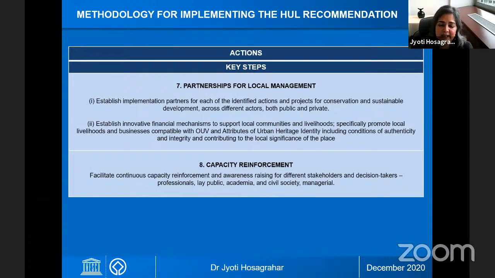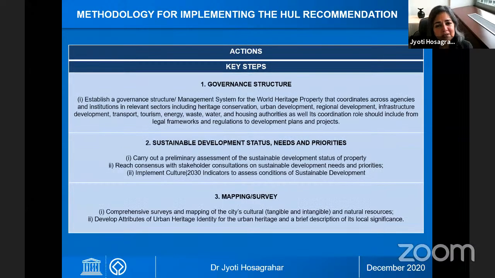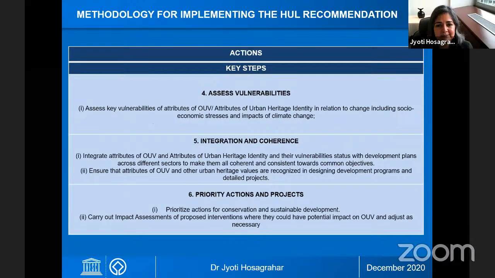You can find these on our website, so I'm not going to go into detail on this. But what I wanted to point out is that, as you see here, the first step is the governance structure, and the second is the sustainable development status. Being able to carry out a preliminary assessment of the sustainable development status of the property is very key to know what the needs are and what actions need to be prioritized. Reaching consensus with stakeholder consultations on the sustainable needs and priorities helps integrate the heritage conservation with the sustainable needs and priorities. And in this regard, we also have developed at UNESCO the Culture 2030 indicators that I will speak about in a minute.